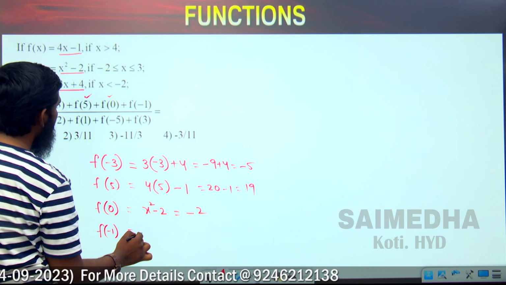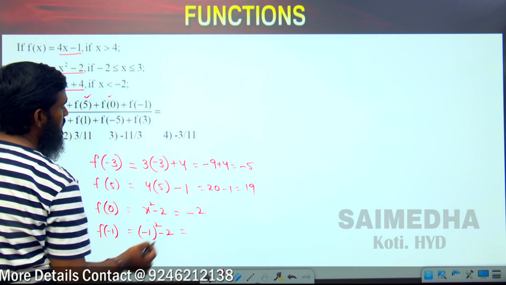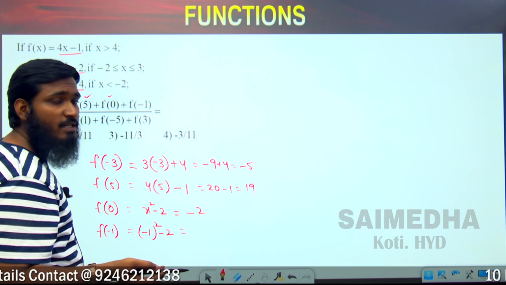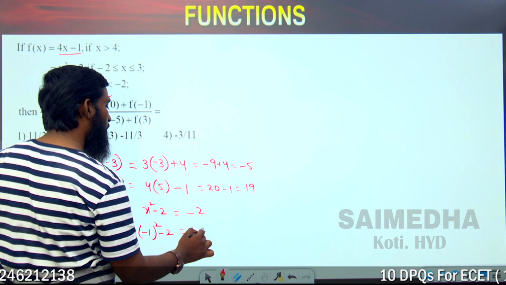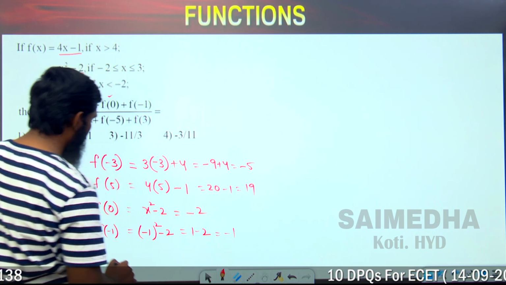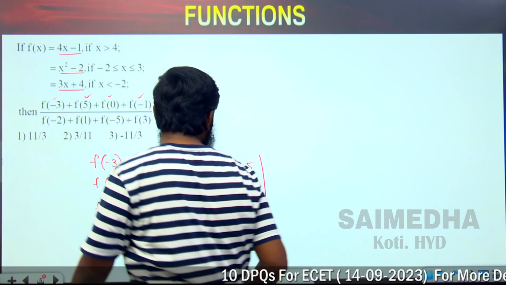So we are taking x value as minus 1: (minus 1) whole square minus 2 is equal to 1 minus 2, which equals minus 1, okay. Now this value is also completed. Now similarly, what are the other values we are having?